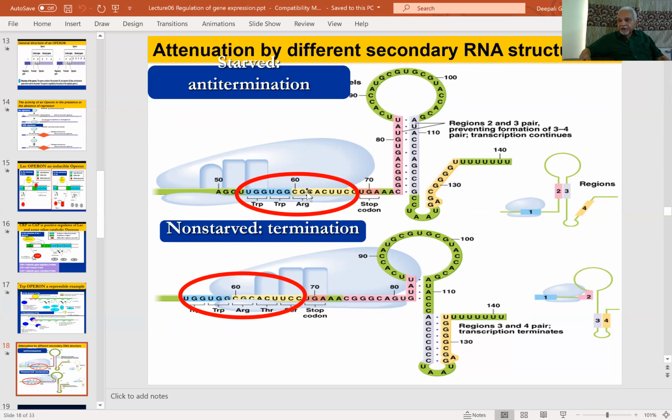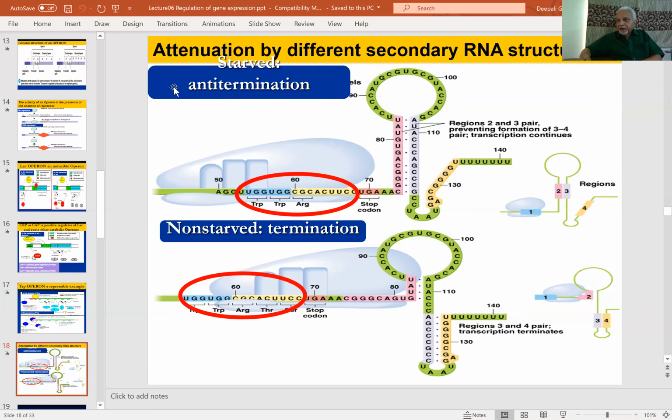Okay, and how does it happen? So when the transcription is going on, the RNA polymerase moves forward, and the translation also, as you know, in prokaryotes transcription and translation are coupled. So when this is moving on, you have this region which is capable of forming pairing. These are the regions which can pair, one, two, three, and four actually.